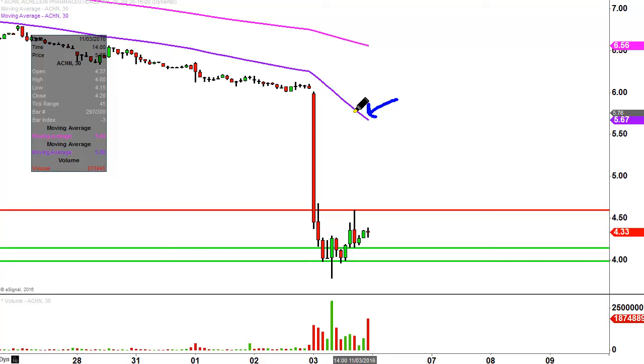Keyword there being moving. So as time goes by, that level is going to move its way downwards and get more and more relevant. But before you even talk about or think about that 50-period simple moving average, the first key level again is right here at that $4.60 mark. So a whole lot of volume in this one, a lot of volatility. So it'll be interesting to see how this all unfolds tomorrow.